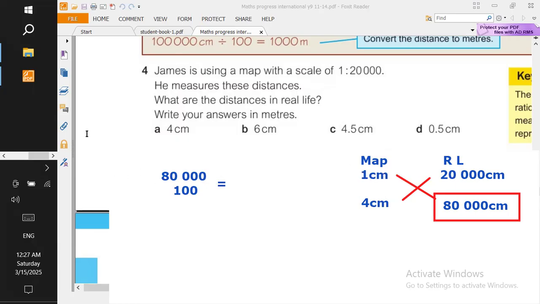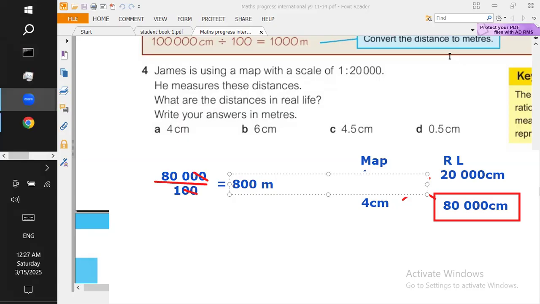So let's put the fraction line. Dividing means the zeros will go together, two zeros, two zeros. And the answer is 800 meters. 800 meters. And this is how you answer a question like this. So focus on the scale and how to use the scale to answer a question like this. Yes, very good.